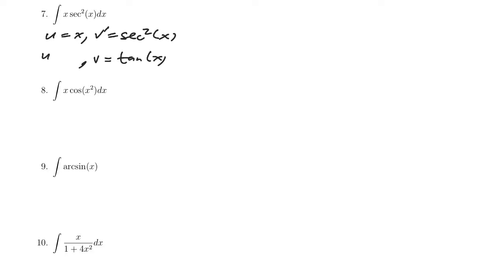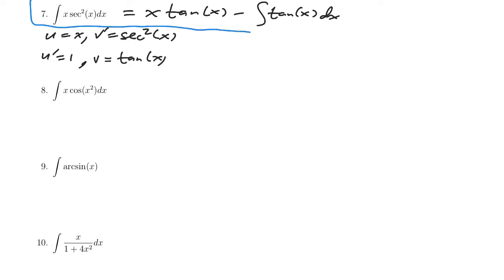And of course, the derivative of x is 1. So integration by parts will say this is x times tangent of x minus the integral of 1 times tangent of x. So that is one step in the integration process. To finish the problem, I would have to integrate tangent of x, and that's one that we have done before. But that would be the first step of the integration.